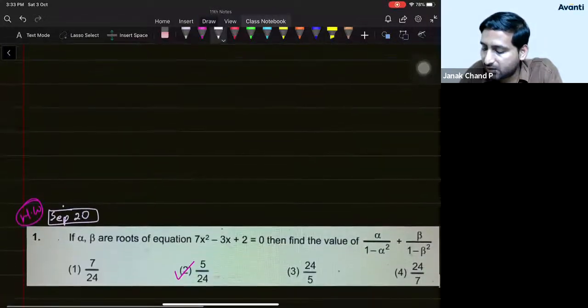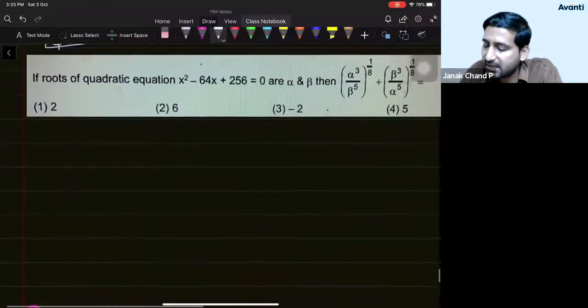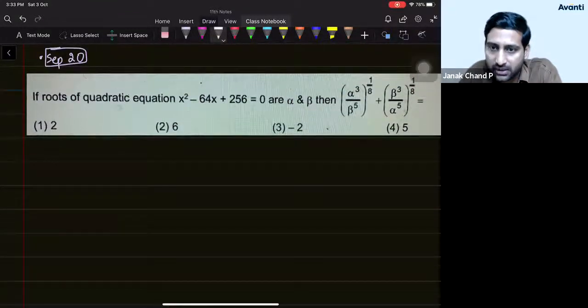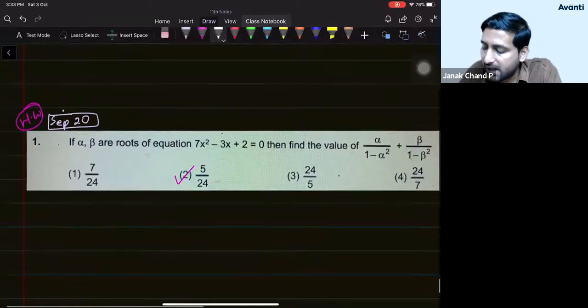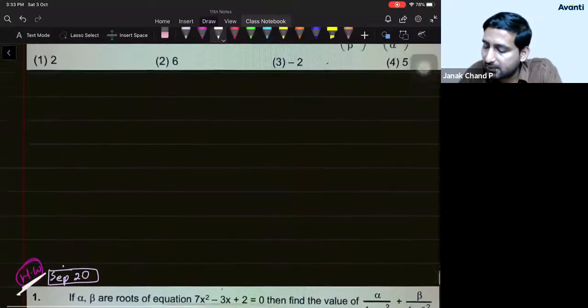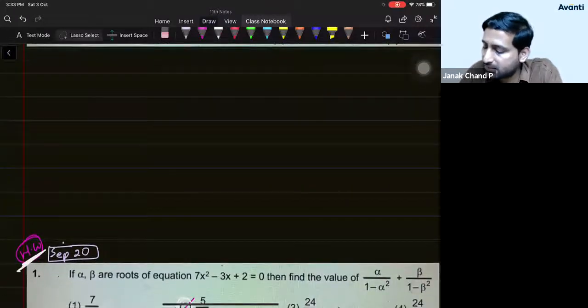After this, there's one more question, that is the homework, which is exactly similar to the question which you are solving now. I have also marked the answer. Answer is option 2. This you can try on your own. So let us solve this last question. I think it will take some 3 to 4 minutes.